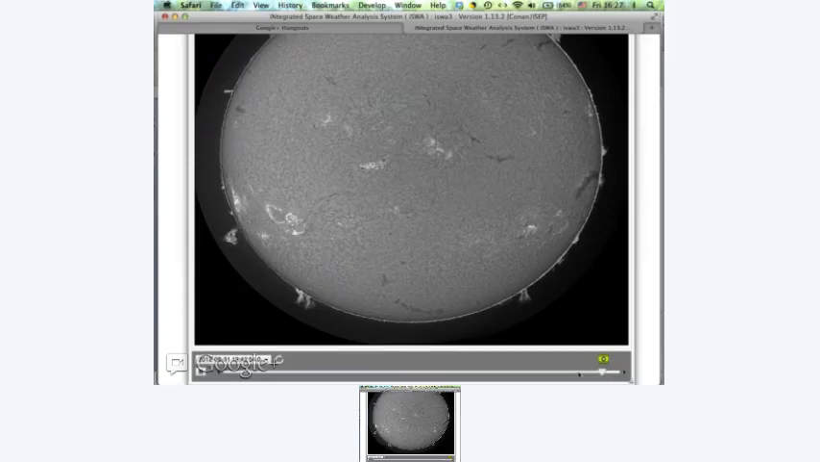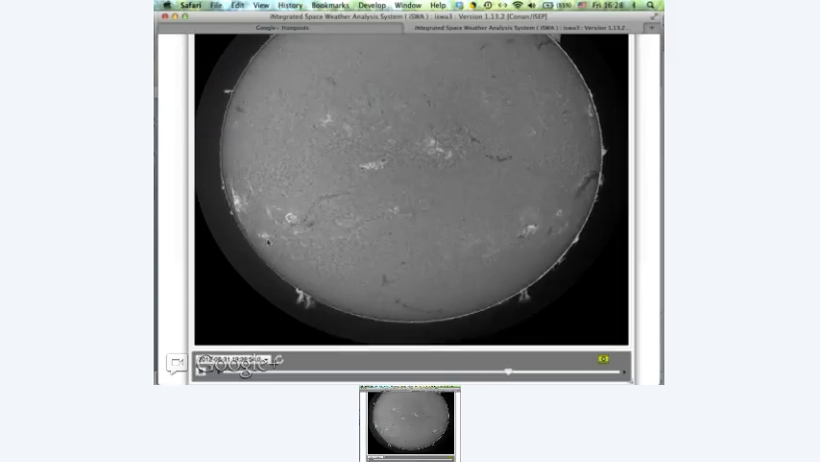Here we're at the start, and here's the very classic signature filament. It's a dark feature in the solar chromosphere, cooler than the surroundings. Over this sequence, you can see that filament disappear. That's an indication that the filament went somewhere, so it erupted. You can see that it gets dimmer and dimmer.